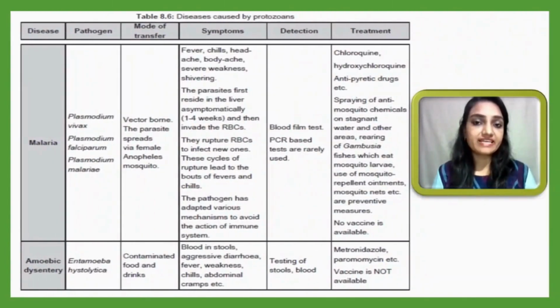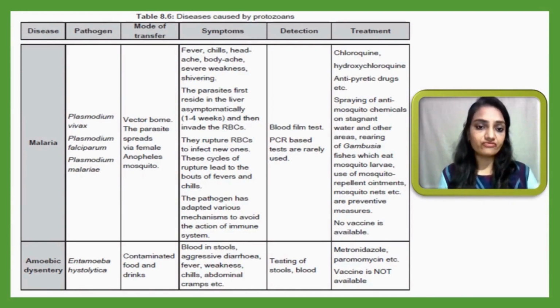So let me summarize both of the protozoan diseases. First we have already learned malaria. Second is amoebic dysentery. Here you can see malaria is caused by Plasmodium vivax, maybe Plasmodium falciparum or maybe Plasmodium malariae. The mode of transfer is vector-borne, which means an intermediate vector is there, and that is a mosquito, the Anopheles mosquito.